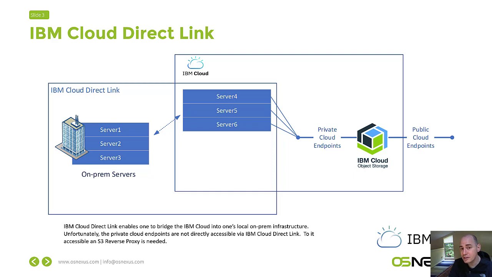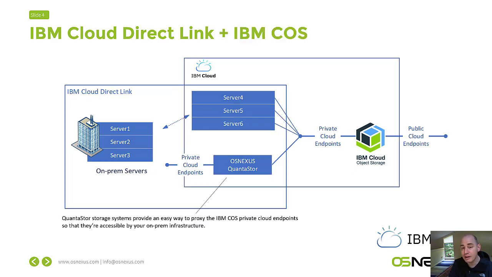So QuantaStor's latest feature solves this problem. QuantaStor now supports S3 Reverse Proxy mode for IBM Cloud Object Storage. What this does is it extends those private cloud endpoints to the on-prem locations. So now all these servers 1, 2, and 3 can access that without any traffic going over the public network. It keeps it all within that encrypted envelope that IBM Cloud Direct Link forms.